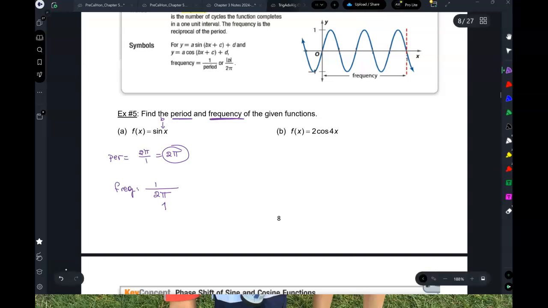All right, take a look at this one. B is 4. So period is 2 pi over 4, pi over 2. How much is the frequency? 2 over pi. Okay?